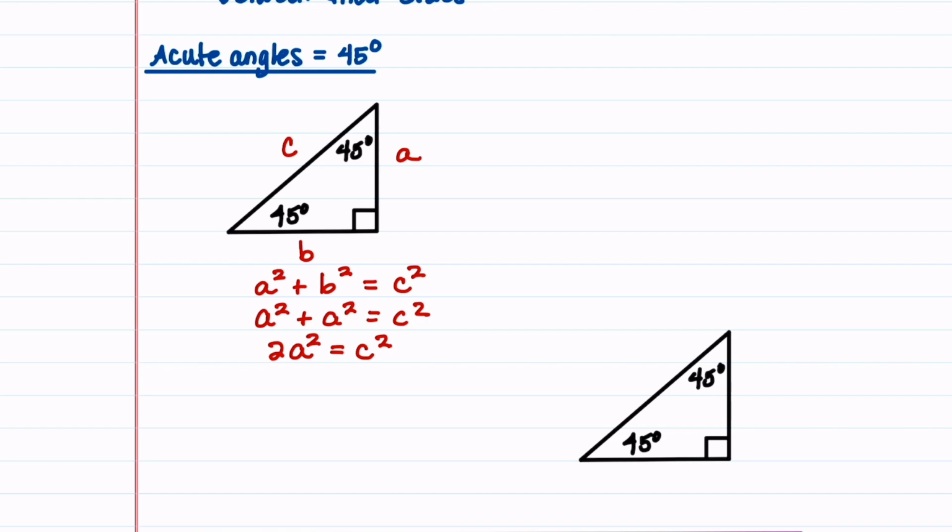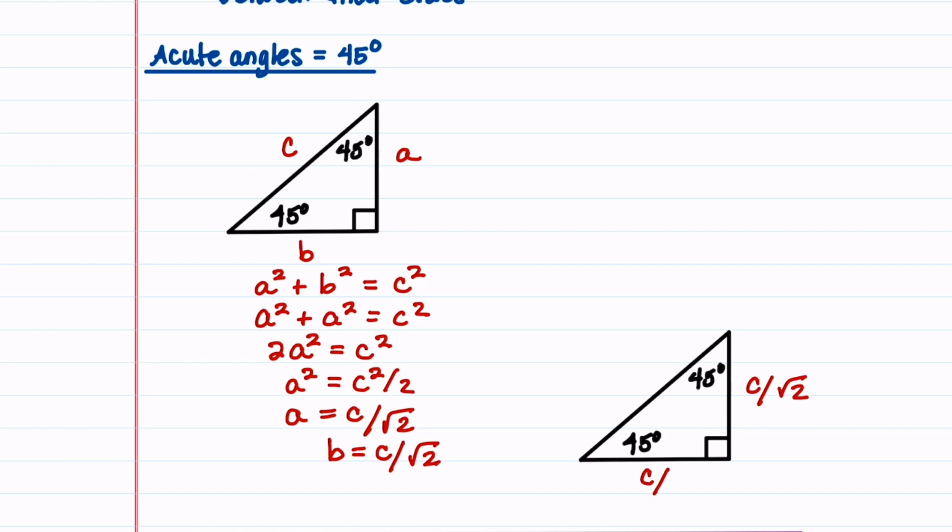If we solve for A squared, we get A squared is equal to C squared over 2. And then we can solve for A, and we find that A is equal to C divided by root 2. And then we'll also remind ourselves that A is equal to B, so B is also C divided by the square root of 2. Let's now put these values on our triangle. A is C divided by the square root of 2. B is also C divided by the square root of 2. And then our hypotenuse is C.